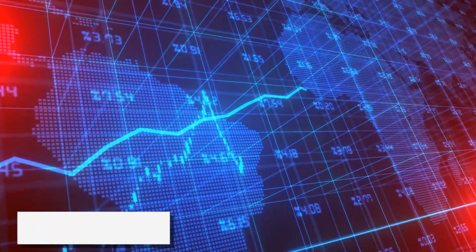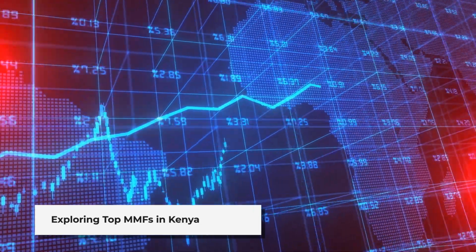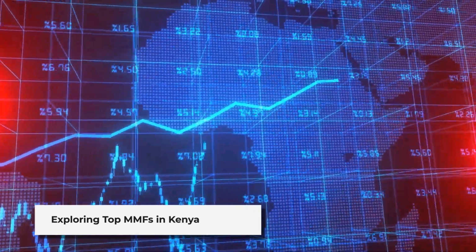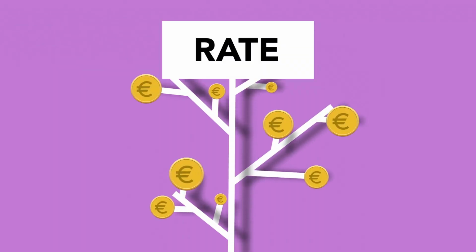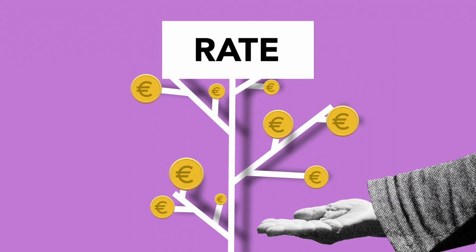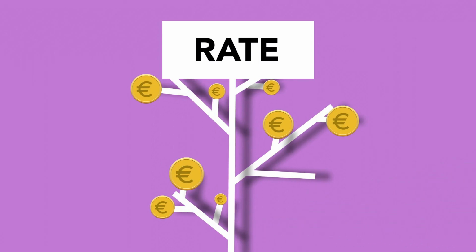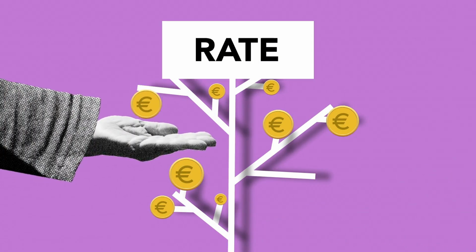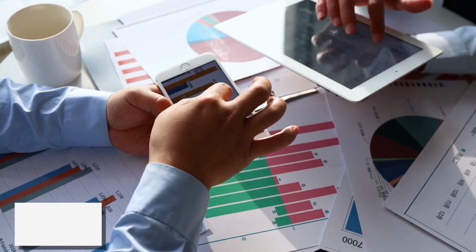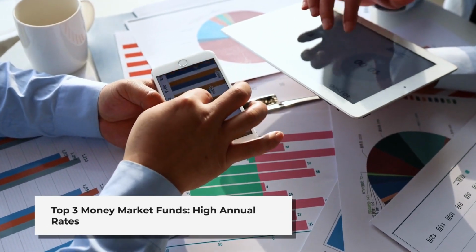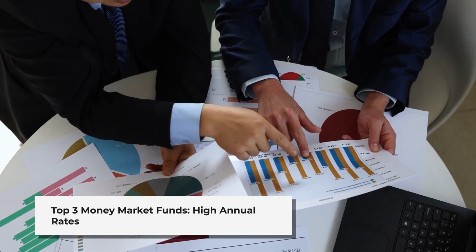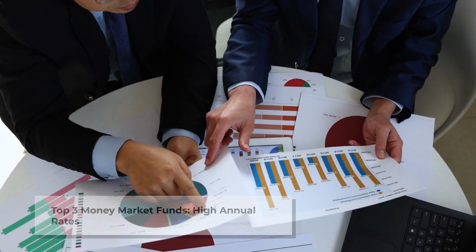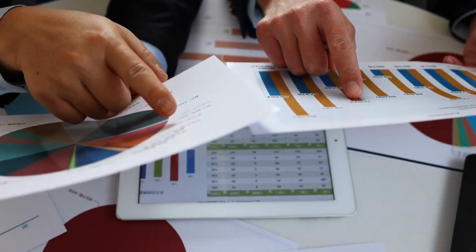Top 10 money market funds in Kenya, based on interest rates. What are the best money market funds in Kenya in terms of interest rates? Here's a list and a small highlight on the top 10 indicating their interest rates as of May 22nd. Fund position, fund manager, annual rate. 1. Lofty Corbin Money Market Fund, 18.3%. 2. Etika Money Market Fund, 18.1%. 3. Saiton Money Market Fund, 17.1%.